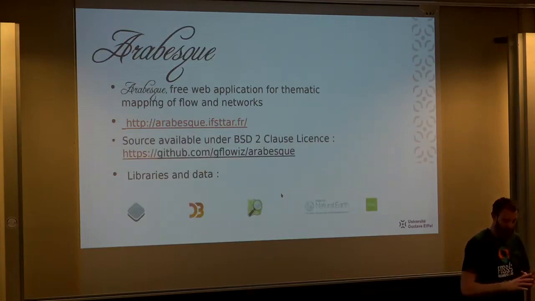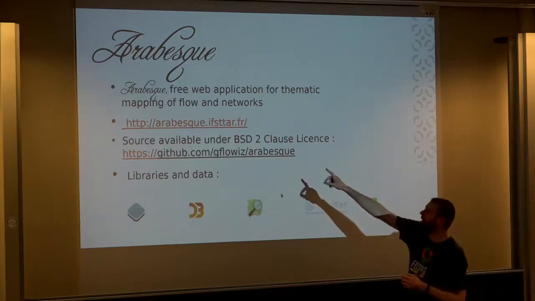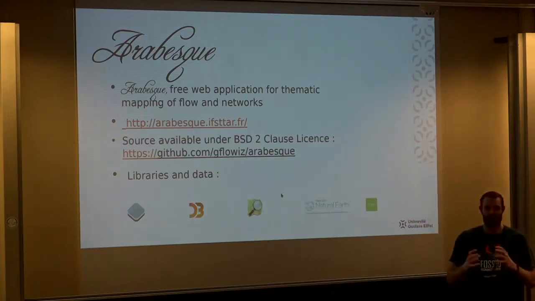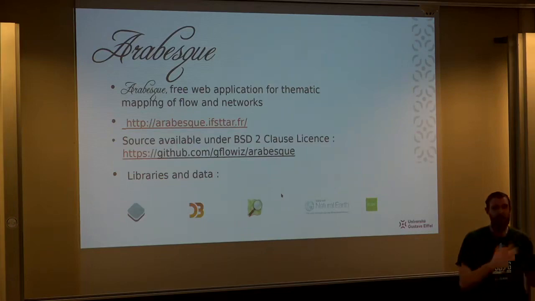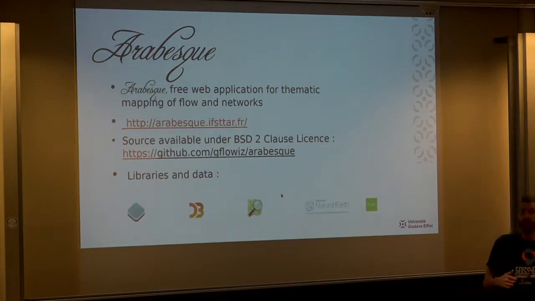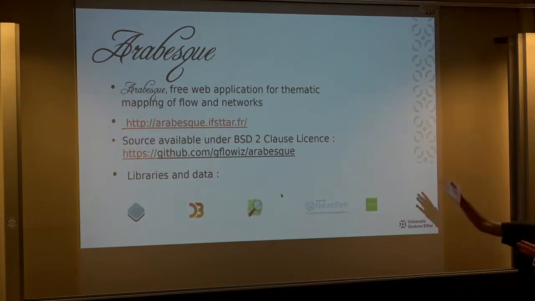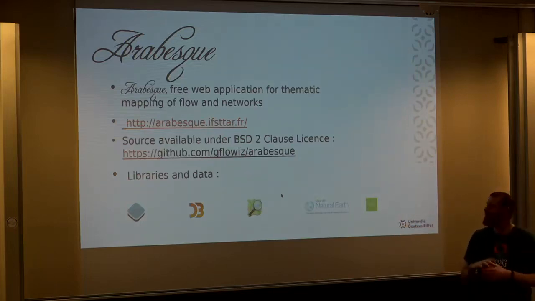It's a web application, available at this URL, which is arabesque.ifsttar. Ifsttar was the research component of the Gustave Eiffel, but it disappeared when the Université Gustave Eiffel was created on the 3rd of January this year. So it's pretty new, and not everything is working with the new name. So this URL is still working. The source code is available on GitHub with a BSD 2-clause license.